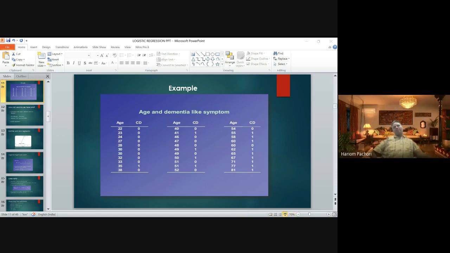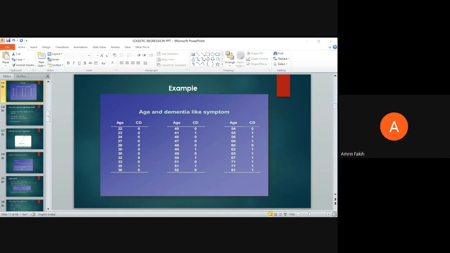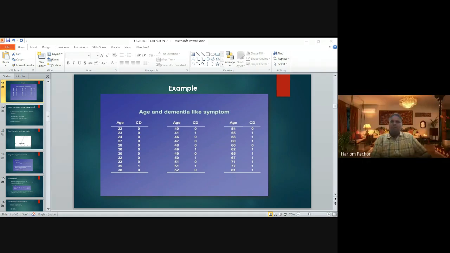What you can comment with this data set? So it appears more in the old age. Yeah. So by looking at the data, you can guess something about like whenever age is increasing, then dementia like symptoms are more present. Okay, this is happening over here.